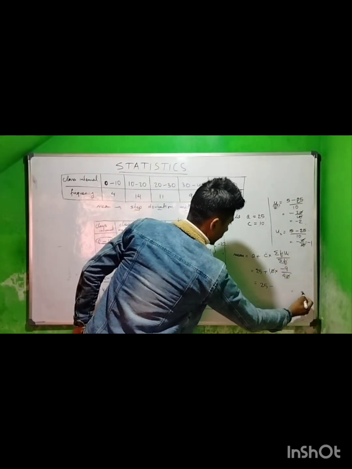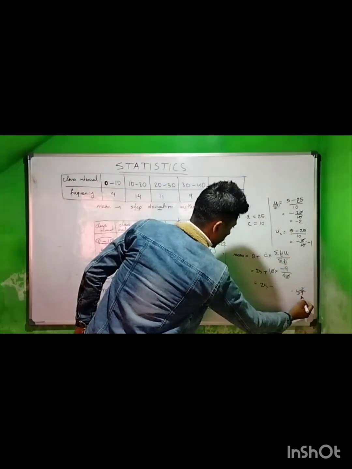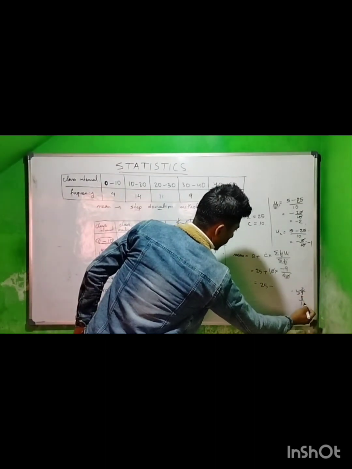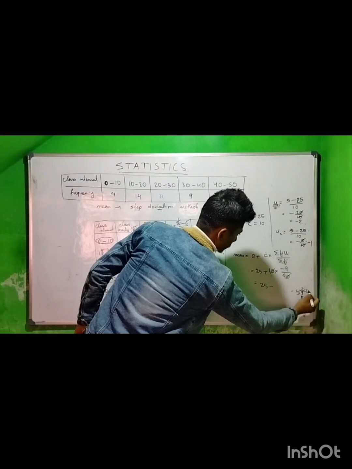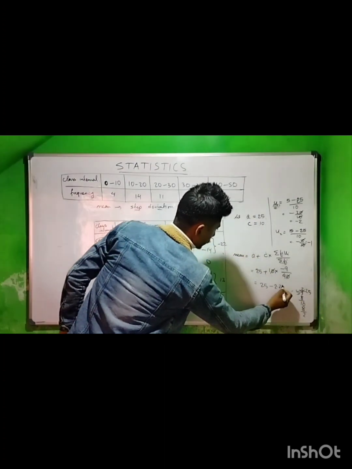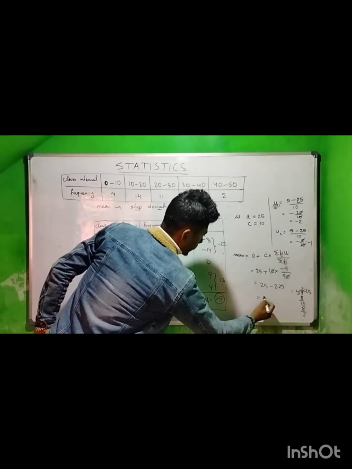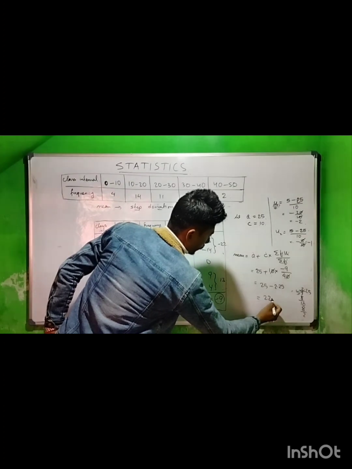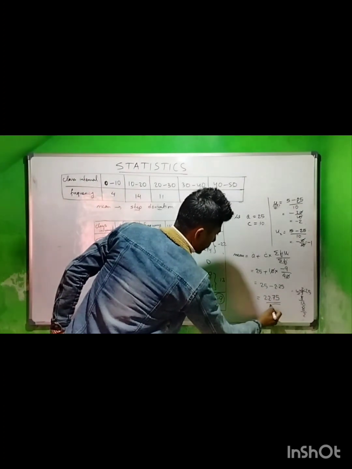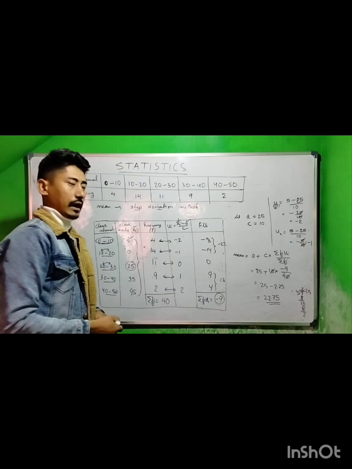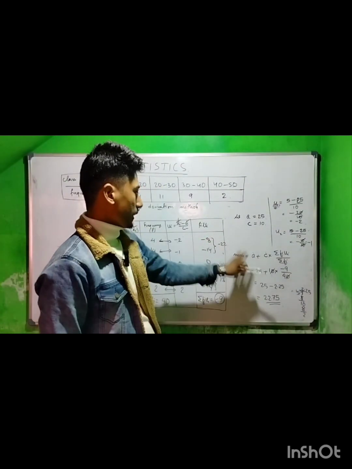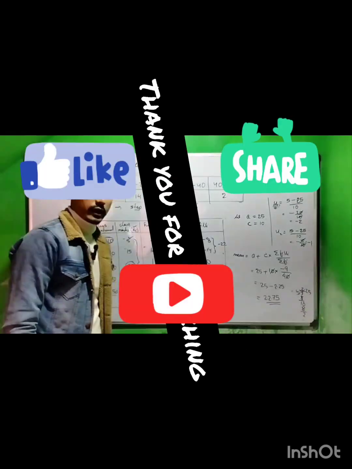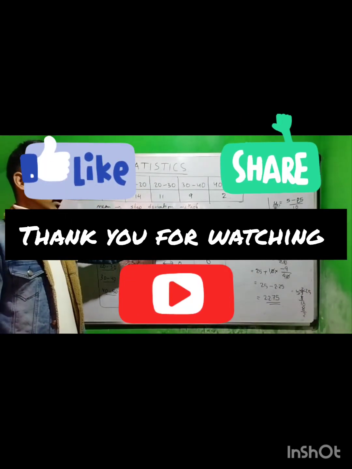So 9 divided by 4 gives us 2.25. So this is 22.75. So this is our answer, this is the mean of the whole data, 22.75, by using the step deviation method.